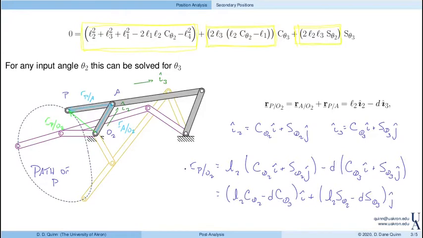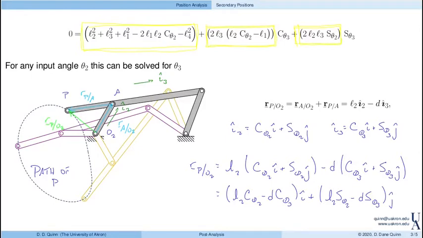Theta 2 is given, right? But theta 3 comes from solutions of the loop closure equation and this equation up at the top. So whenever we're asked for a position, we have to go through the position analysis. We have to write out the loop closure equation. We have to solve for the unknown variables. And then we go back and use that to answer the question that we've been asked. In this case, it was find the path of P, say.